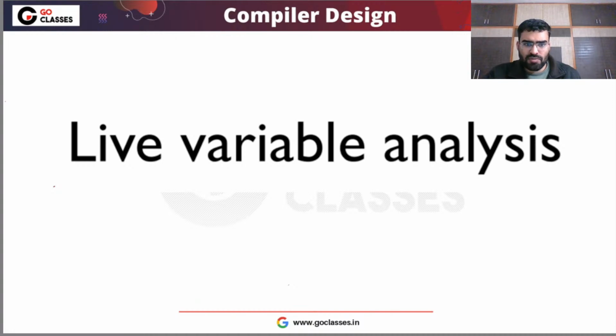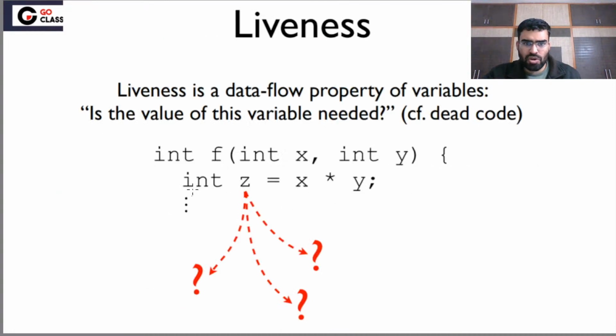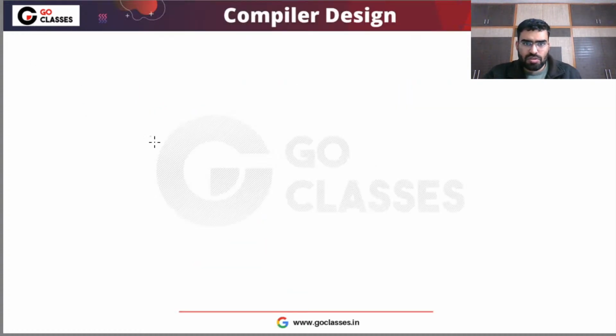Now let's see what live variable analysis is. You already know. A live variable means a variable which is used after it is defined. For example, this variable z. If you are going to use it, then it is called a live variable. When we call z live, it is when it is used.